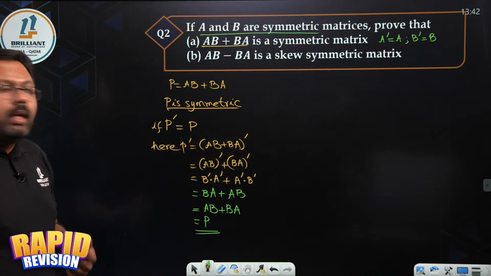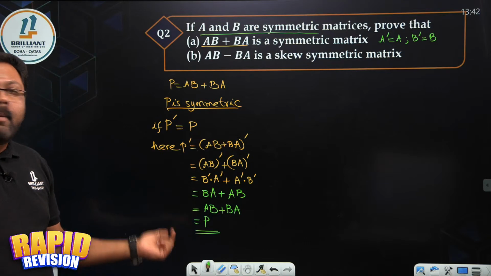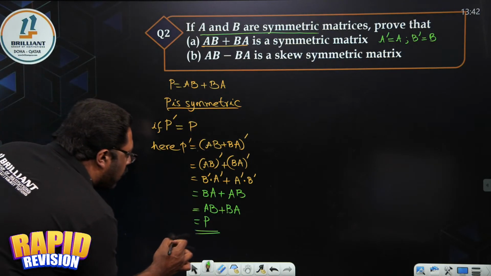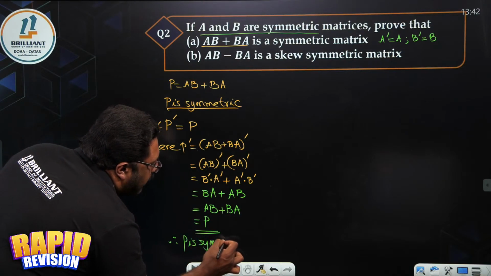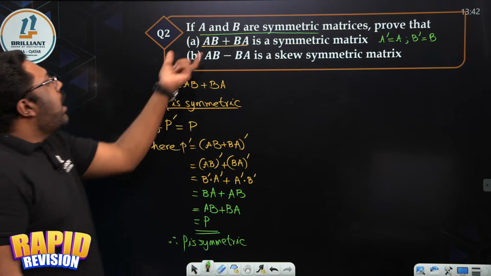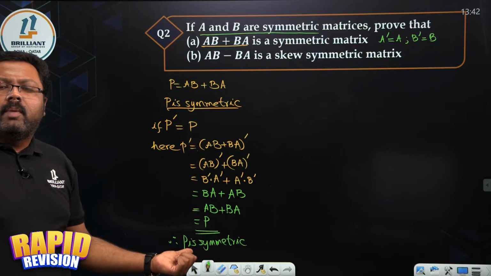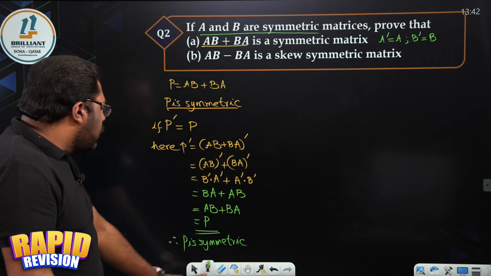Proof done. I proved that P dash is equal to P. Hence, my matrix P is symmetric. Therefore, P is symmetric. So what is P? We already know, AB plus BA. Got it? This is how you prove that AB plus BA is symmetric. It's a very common question before for boards. You can study it. It could come. It's a good question to come.